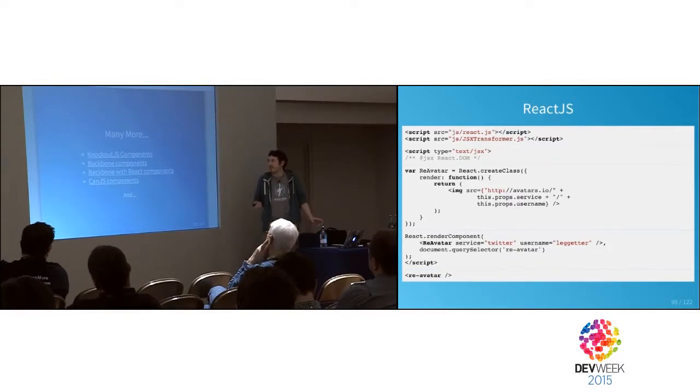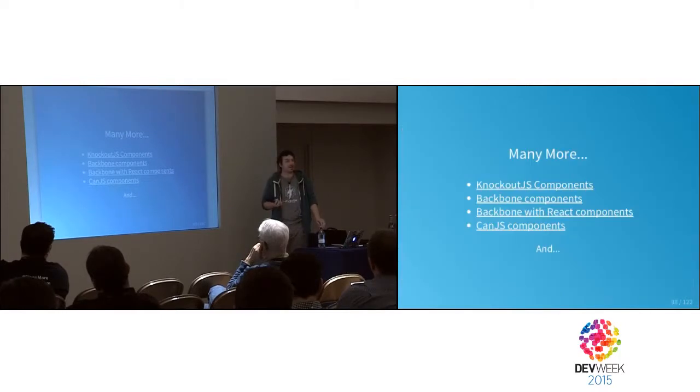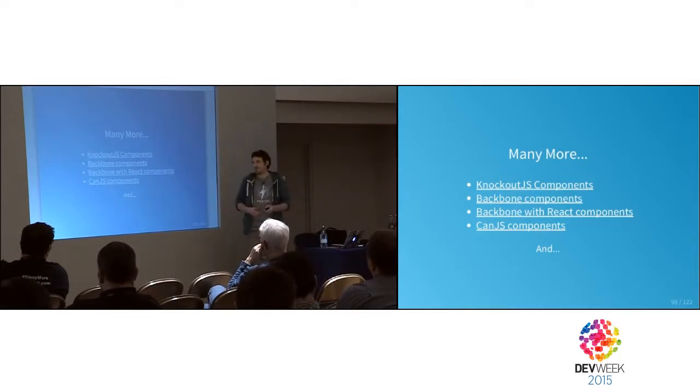And if you look at any of the libraries, who uses Knockout? Okay, quite a few people. So who's using Knockout components that came out in 3.2? Okay, 2. So Knockout have got components in there as well. Backbone, I don't think it's native. I think it's in another extension of Backbone. And you can combine all of these things as well. There's Backbone with React components, CanJS. There's a bunch of other frameworks that already have this idea of components.